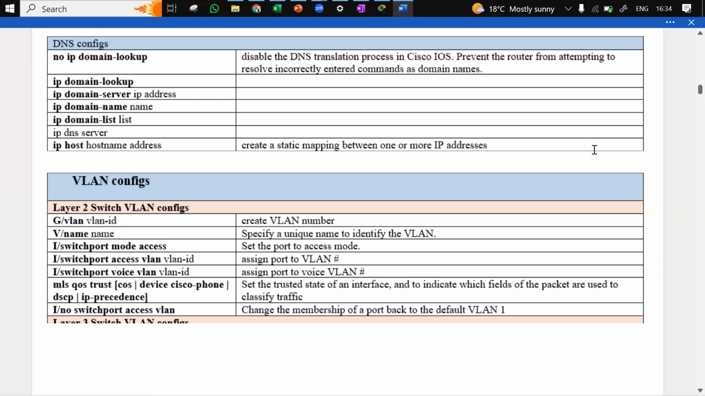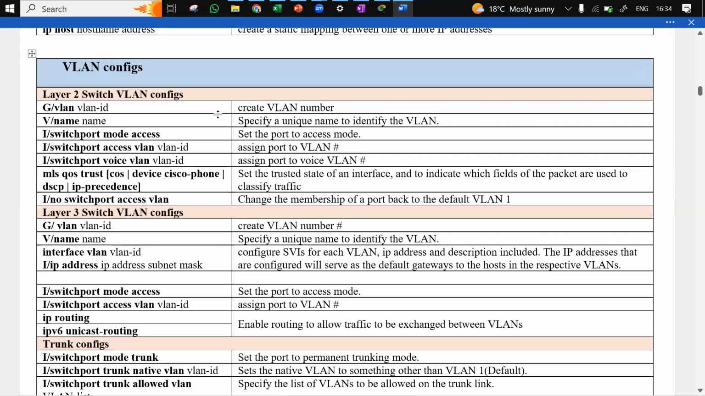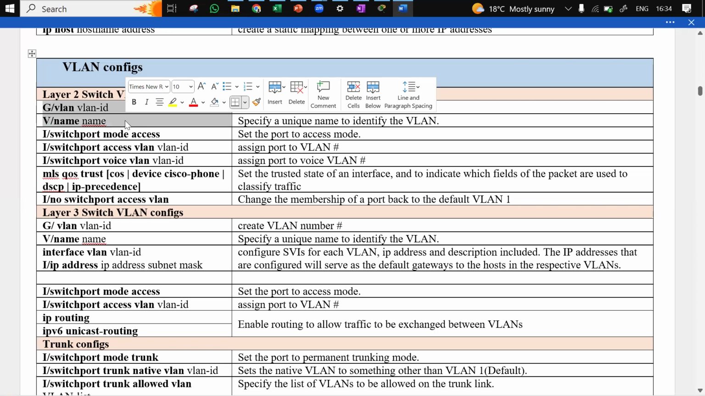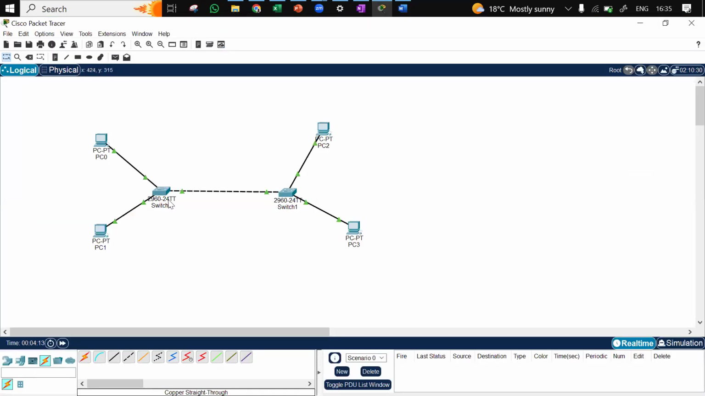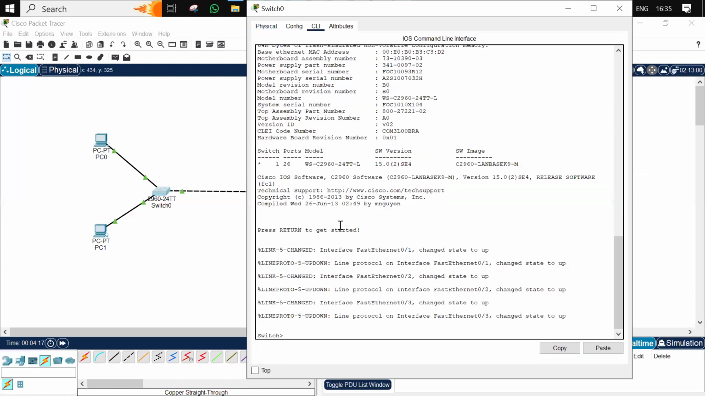Right. So these are my commands for VLAN configurations. Step number 1, we are going to create and name our VLANs. And the configurations I use are these 2: the VLAN ID and the VLAN name. My VLANs are created on my switch, not on my end devices.